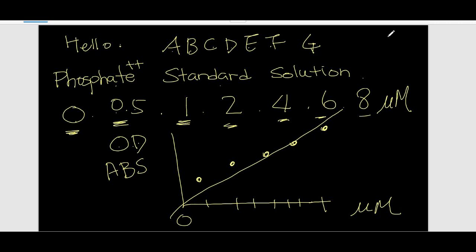First, your task is to measure the absorbance of solutions A to G. So how do you do it? First, you set the nanometer. We are checking UV absorbance, so check the nanometer and set it to 650 nanometer.